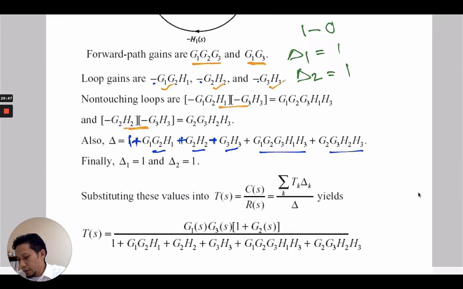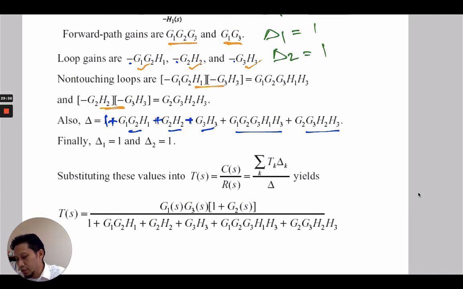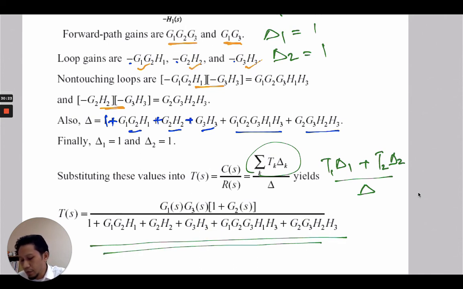Finally, we can put everything together into the Mason's gain formula. Basically we have a summation of Tk delta k, where we have T1 delta 1 plus T2 delta 2, over delta. So we put together all the information that we found previously into this Mason gain formula, and we can find the transfer function of the system.